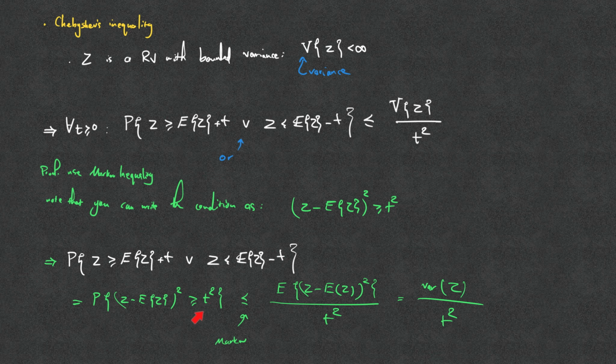So if you put it like this, you will have a newly formed random variable and a newly formed threshold. You can now use Markov's inequality, in which the previous t is now t^2, and the previous E is now the expectation of this new random variable, which gives you the expectation of (z minus Ez)^2. This is by definition the variance of z, which therefore proves Chebyshev's inequality in its general form.